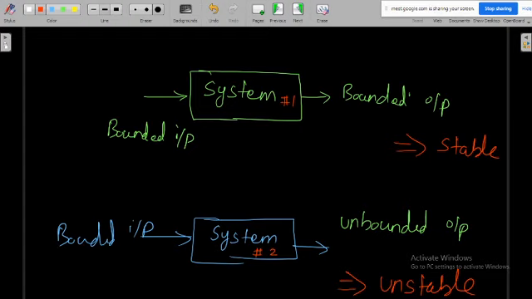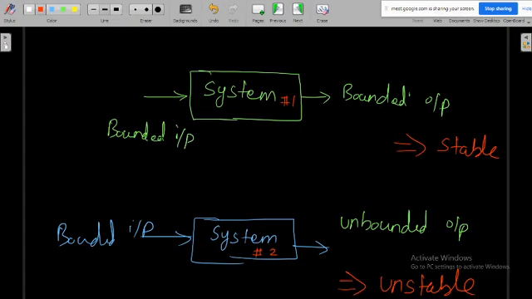Suppose you are providing an unbounded input, then you cannot analyze the stability of the system. If you want to analyze the stability of the system, definitely the input has to be bounded. The output could be bounded or unbounded. If the system is stable, then the output is bounded. If the system is unstable, then the output will be unbounded.